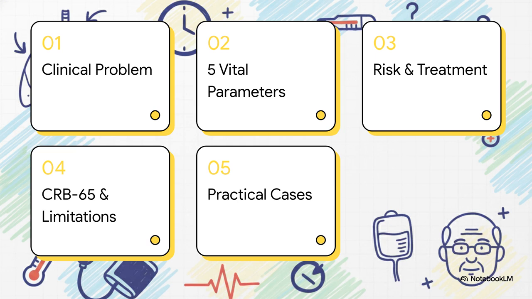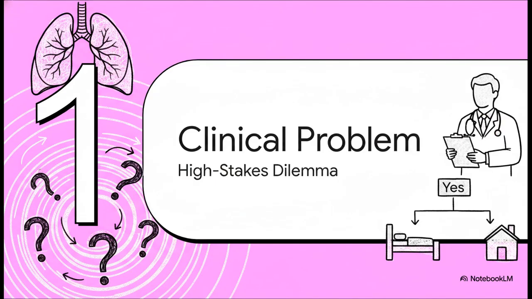To master this, here is our quick clinical detective roadmap. We'll start with the clinical problem, then break down the 5 vital parameters of CURB-65. After that, we'll cover risk assessment, touch on a variation called CRB-65, along with some of its limitations, and finally, test yourselves with a few practical cases. All right, Section 1, the clinical problem. Let's get some historical context on why we even need a scoring system for pneumonia in the first place.